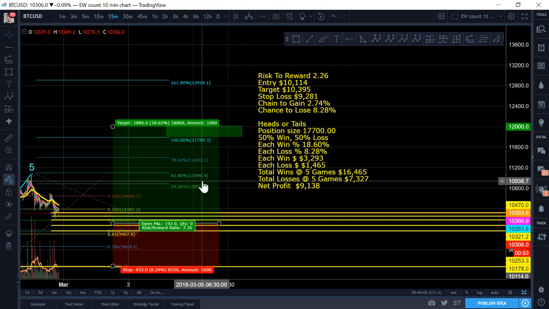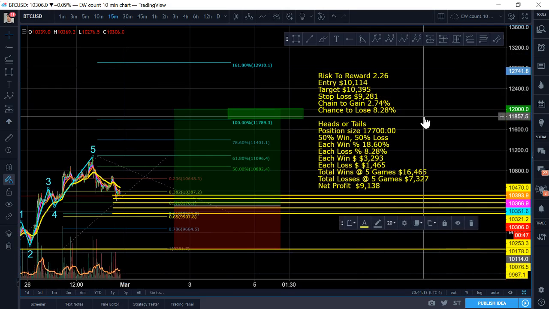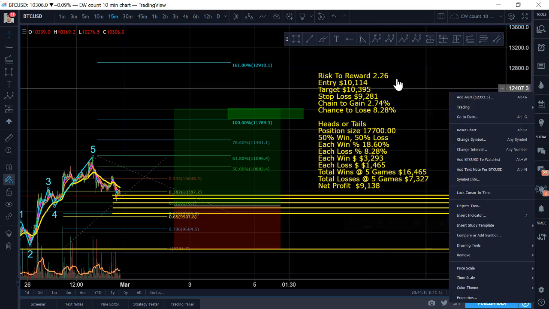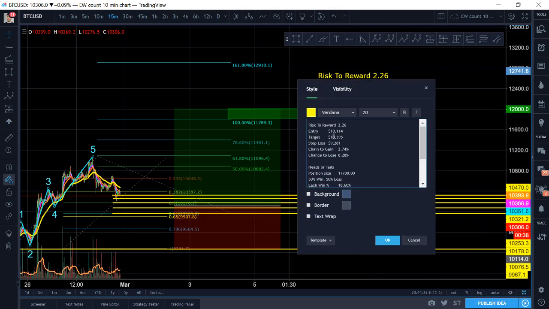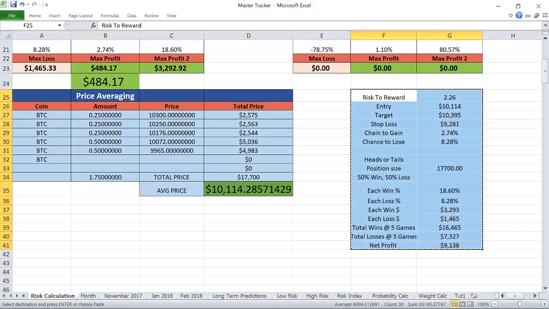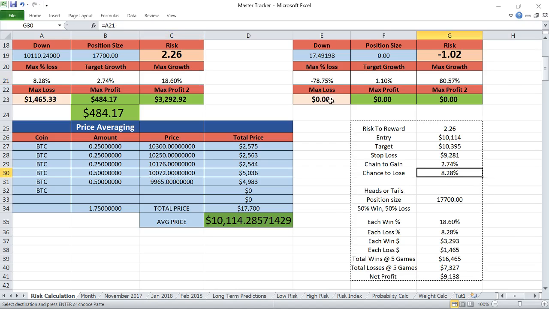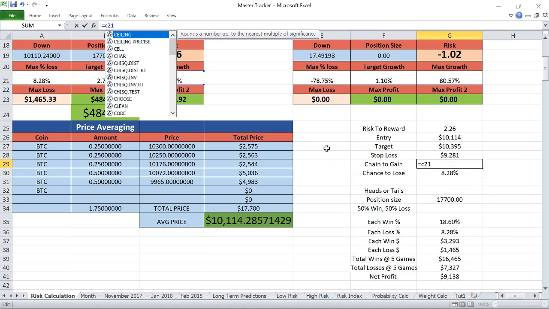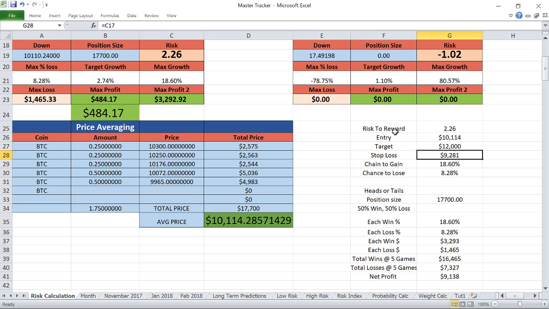Okay, so our risk to reward ratio for this specific setup with this laddering technique is about 2.26. My entry is exactly at $10,114, right? And my target is actually not 10,000 there, it's actually 12,000. My target is $12,000. I've got a chance to gain a pretty good amount. That is not right either. Our gain amount is actually C21. Chance to gain, C21. Wrong field here. Let's make sure that we get this in here right. My target is actually C15. There we go. This is much more acceptable now.